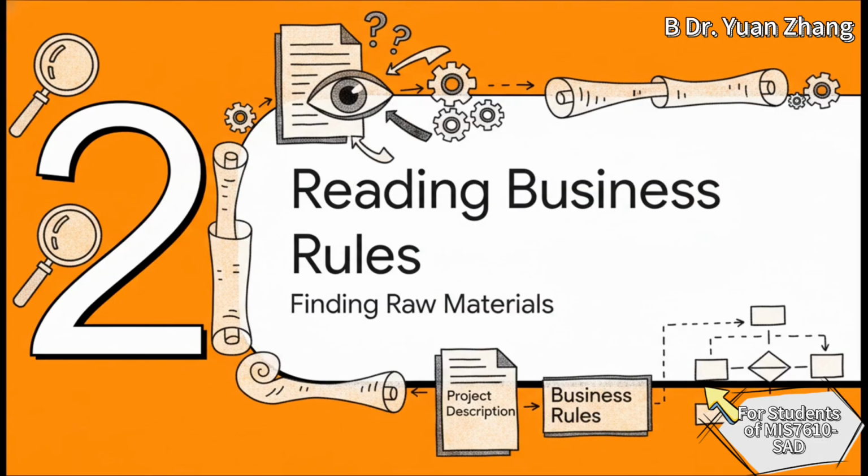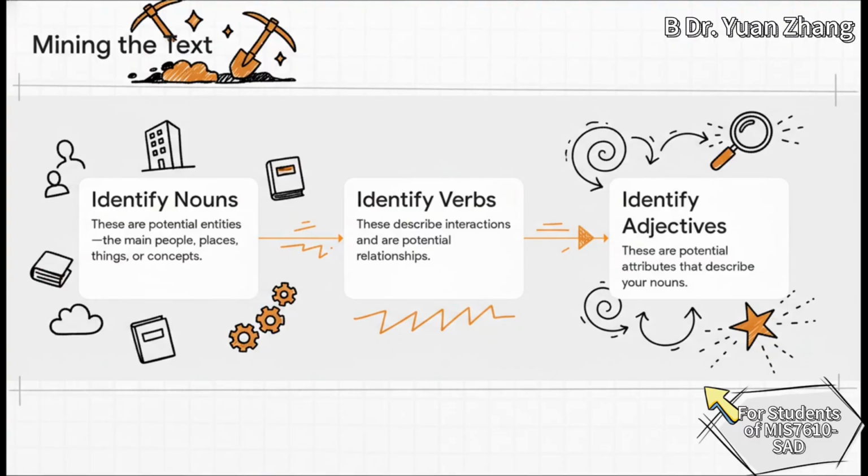All right, now that we know why we need a blueprint, where do we get the materials? It all starts with the text. You have to carefully read the project description to find what we call the business rules. So before you even think about drawing a single box or line, you've got to mine that text for clues. I break it down into 3 simple steps.